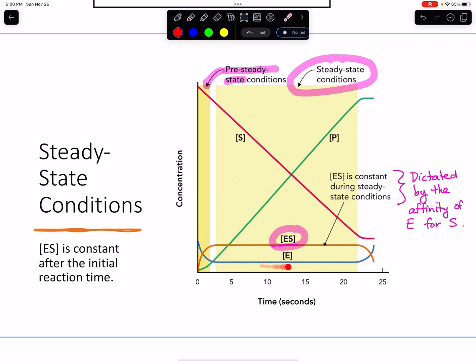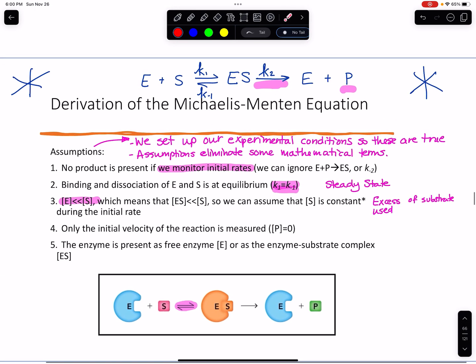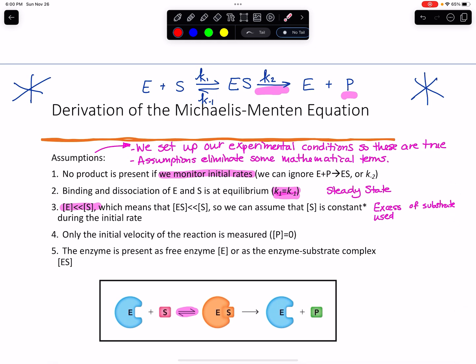I want to be in this zone when the steady state applies, because then I'm going to be able to learn things about the affinity my enzyme has for its substrate. And that's really important to me. Well, it's a really important thing to understand. So our assumptions 2 and 3 get us to that steady state condition. Assumption number 2 is that we're going to collect data during the steady state, and assumption number 3 is really that we're going to provide it with enough substrate that assumption number 2 works.